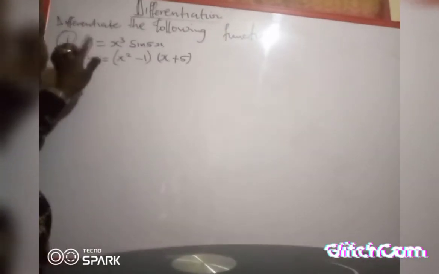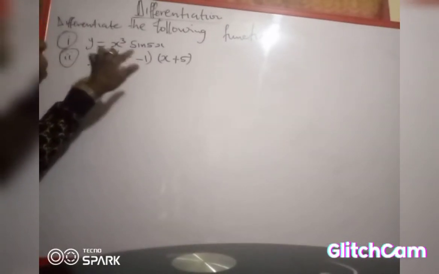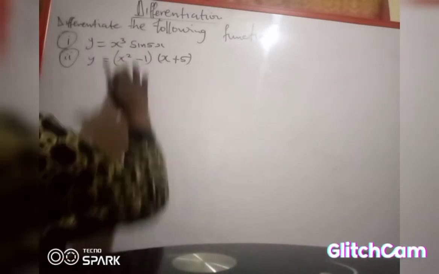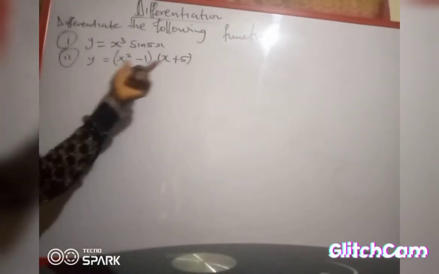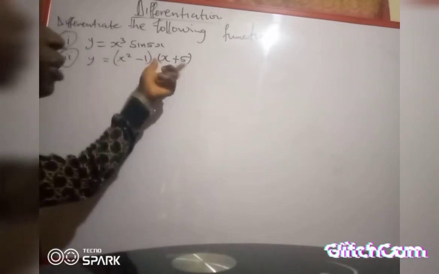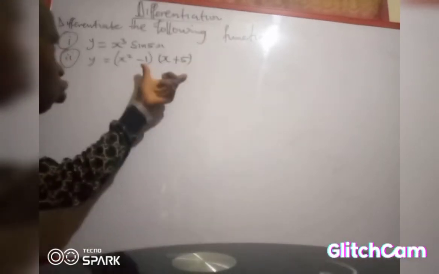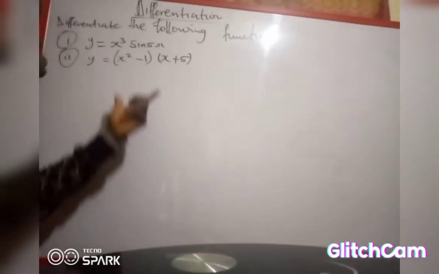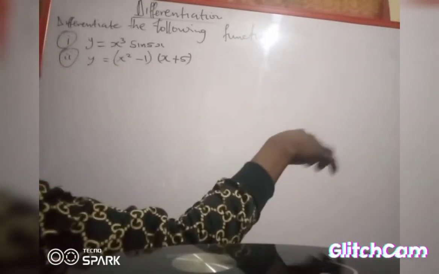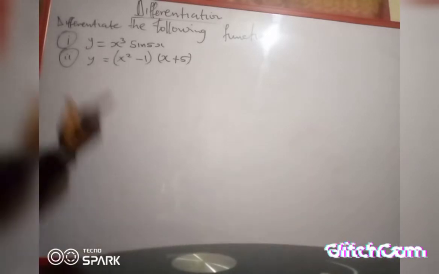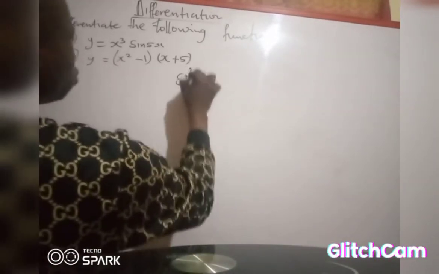Number one, say y equals s cubed sine 5s. This is product rule. Question 2, say this bracket and this bracket, we should differentiate them. This is product rule too. So I'm going to teach you a short trick to differentiate this without the use of the formula, u dv plus v du. So watch very carefully. Solution.